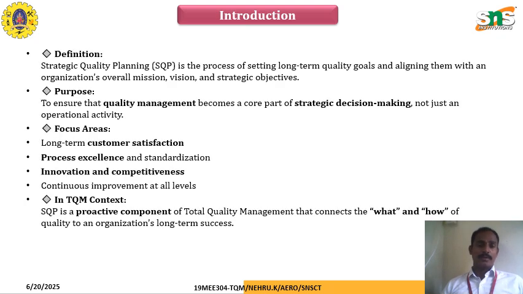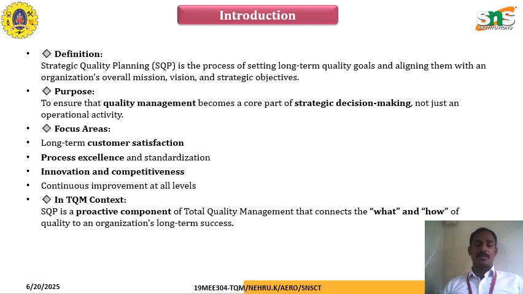So, what is the definition of strategic quality planning? In the textbook, it refers to the process of setting long-term quality goals and aligning them with the organization's vision, mission, and objectives. The main purpose of strategic quality planning is to make quality management a core part of the strategic decision making of the industry.